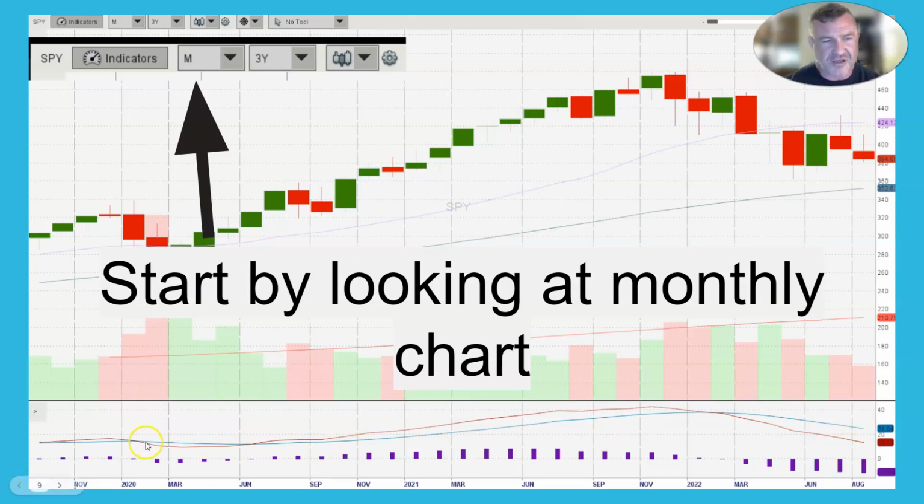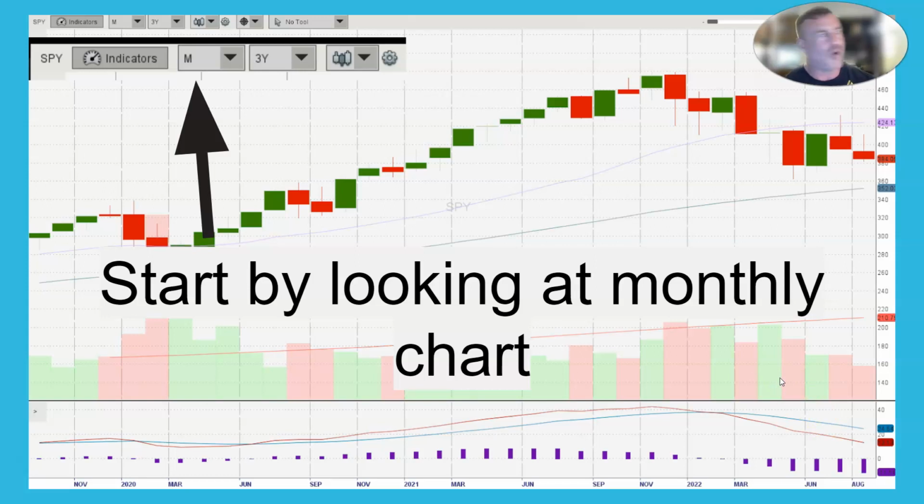Now let's contrast that with this one right here. See, the red was under the blue, but look at that. It was kind of going sideways, and it wasn't a big gap. It wasn't a wide gap, kind of going sideways. So that's telling me it's not a really strong downward trend. Right? And again, this is a monthly chart. I'm getting this idea of a big picture.